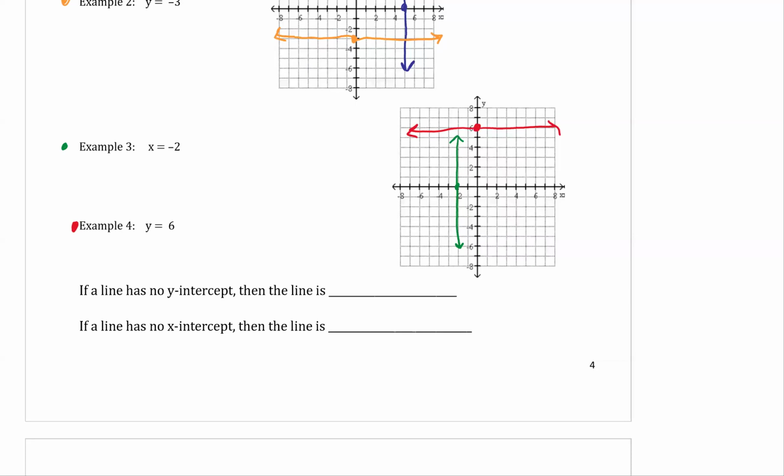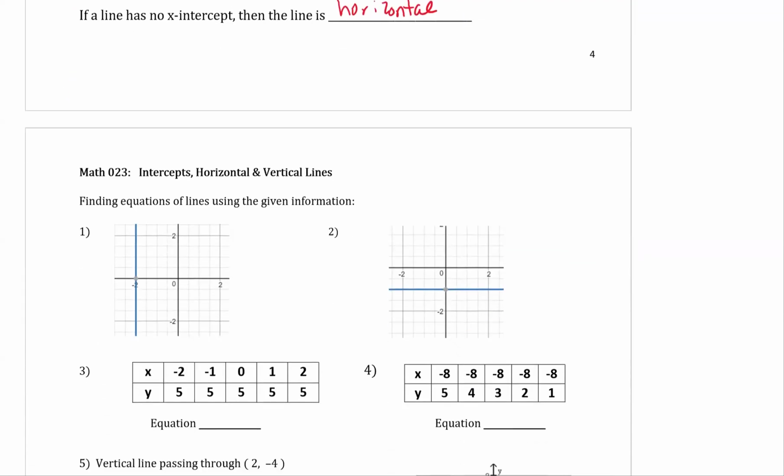If a line has no y-intercept, then the line is vertical. And this is provided that it's not x equals 0. If a line has no x-intercept, then the line is horizontal. Let's look at some more horizontal and vertical lines.